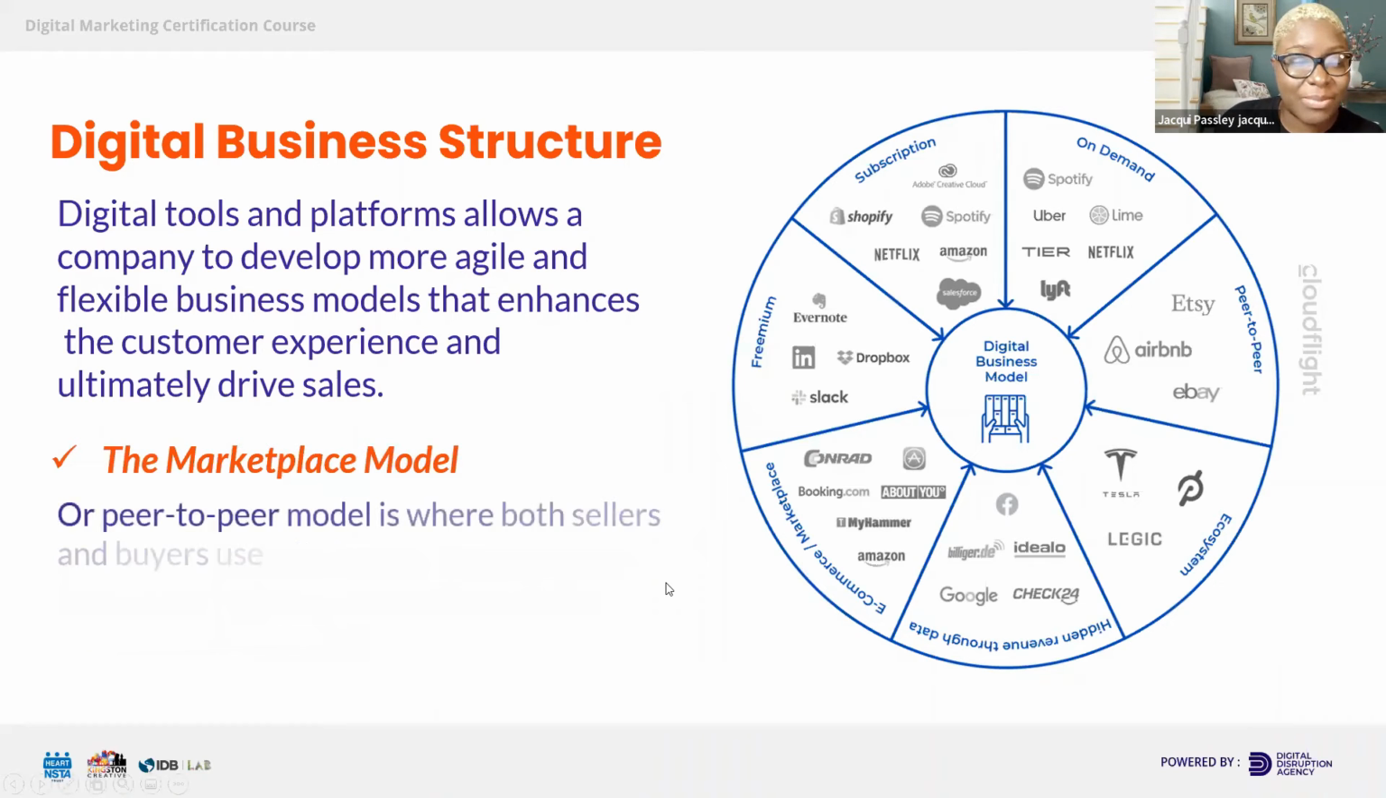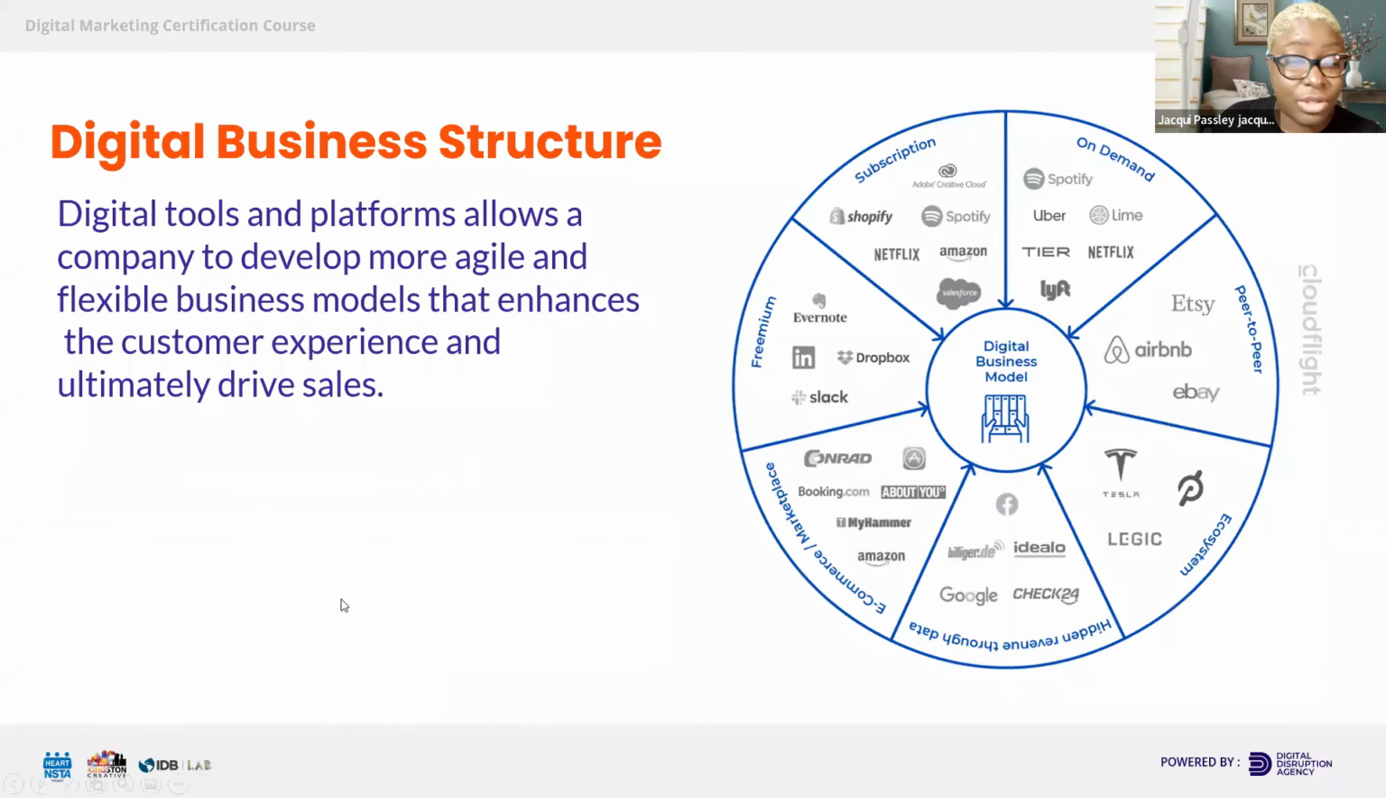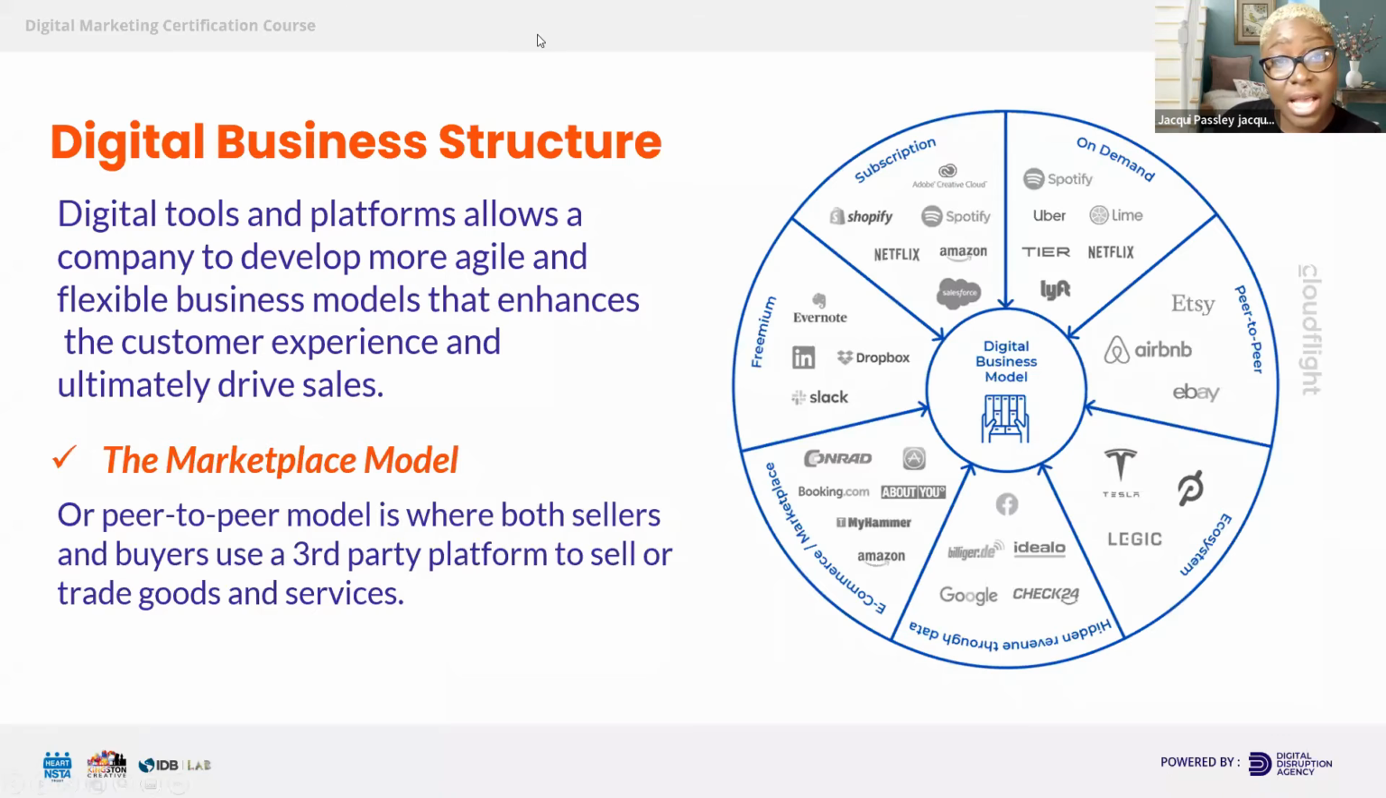The marketplace model or peer-to-peer model is where both sellers and buyers use a third-party platform to sell or trade goods and services. We're going right back to Amazon and eBay and all these other platforms, because while these are also e-commerce platforms, and I forgot to say this, you can create your own e-commerce platform. You can use tools like WooCommerce or BigCommerce or Magento to create your own e-commerce store on your website, right?